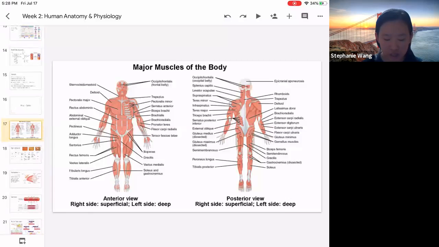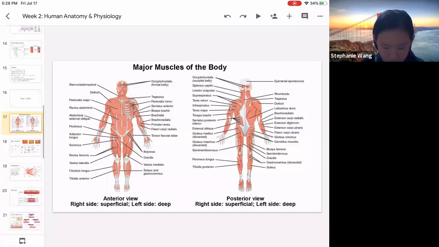And then there's also the pectoralis major, which are your chest muscles. And then there is the latissimus dorsi, which is your back muscles. And then there are muscles like the deltoids, which are the shoulder muscles, and then there's the abdominal muscles, also known as the abs.